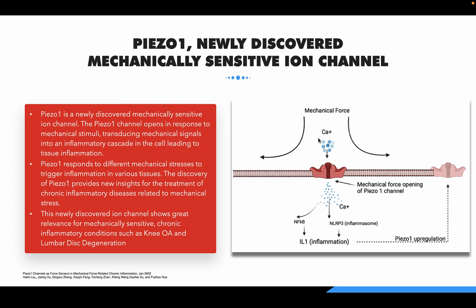Here on the right, we see a representation of mechanical force opening up the Piezo1 channel, allowing for a calcium influx, which will lead to NLRP3 inflammasome assembly, as well as activation of the nuclear factor kappa B pathway, initiating the release of IL-1, which we all know is a pro-inflammatory cytokine. Now we have an inflammatory cascade kicking off. This also leads to upregulation of more of these Piezo1 channels and an increasingly mechanically sensitized disc.